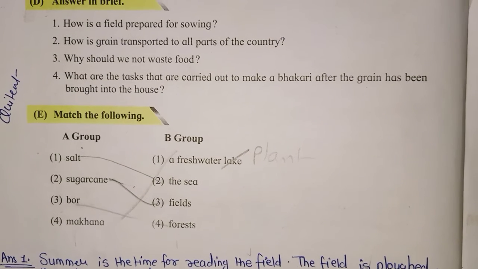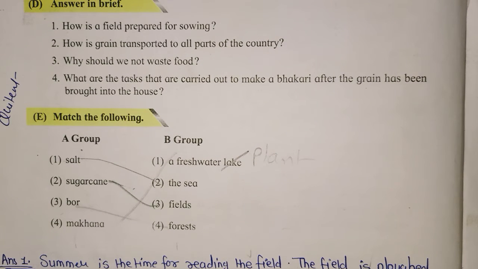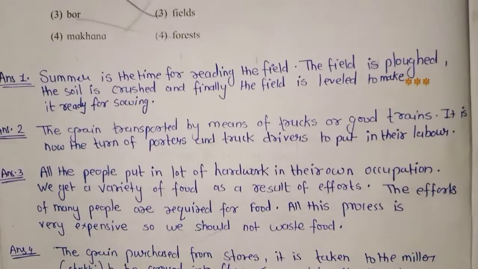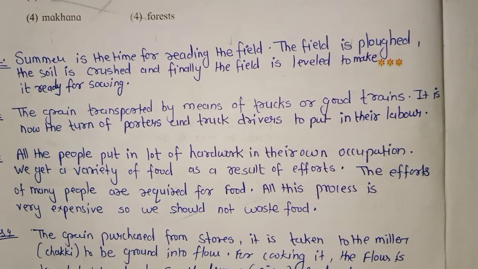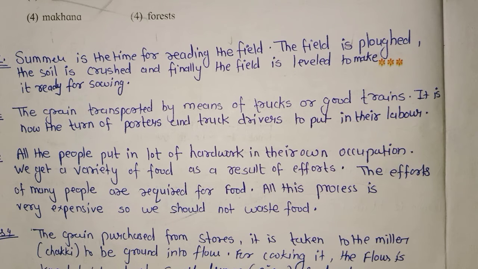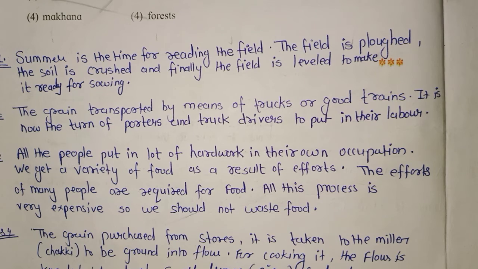Next, question number 2. How is the grain transported to all parts of the country? Answer for this question is the grain is transported by means of trucks or goods trains. It is now the turn of porters and truck drivers to put in their labor.